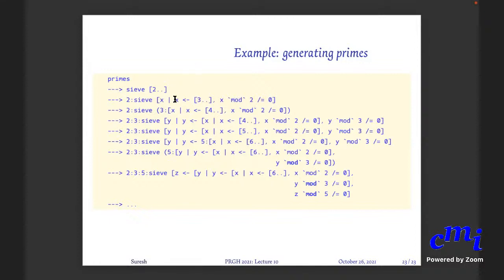Okay. But now let's look at this. It will take x from 3, 3 dot dot. So it will first consider 3. It will check whether 3 mod 2 is not equal to 0. It is not equal to 0. So the overall list is 3 colon all x's from 4 dot dot. Okay, because 3 dot dot is nothing but 3 colon 4 dot dot. So it has taken out 3. 3 passes the test. So it will put 3 here: 3 colon all x from 4 dot dot such that x mod 2 is not equal to 0. Okay, let us keep that expression.